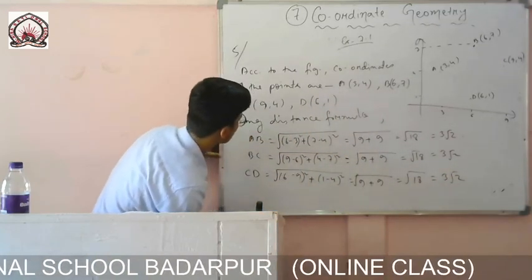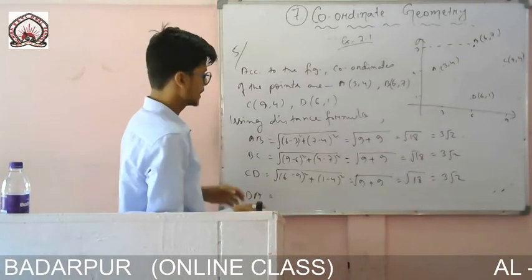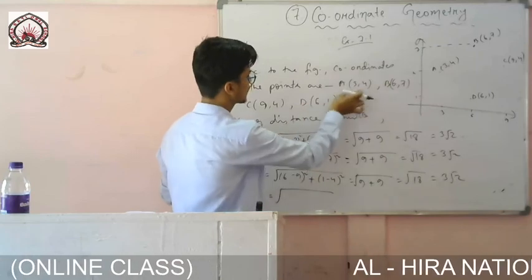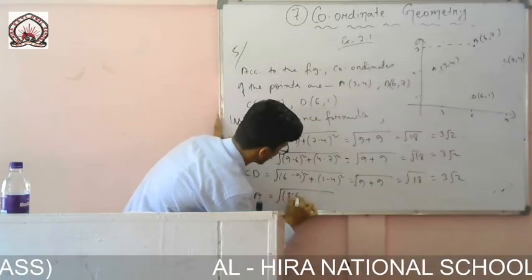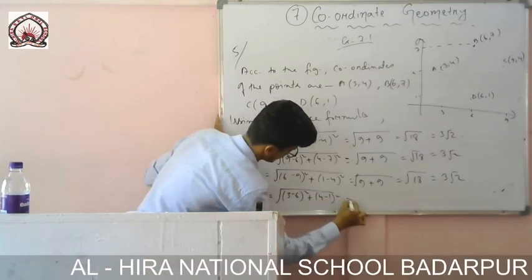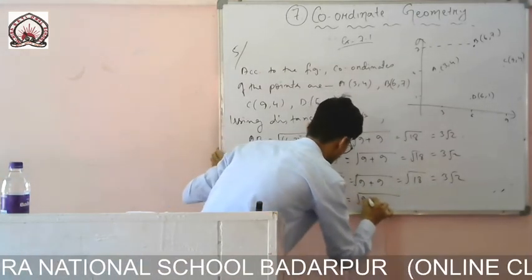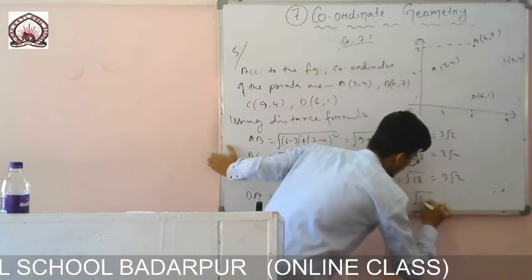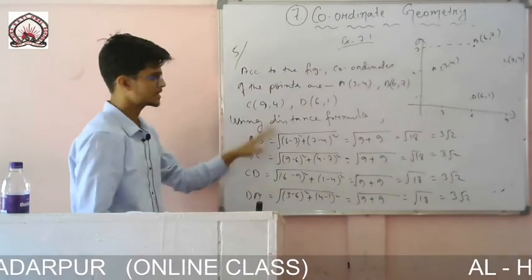Then AB, BC, CD, then DA. For DA, this one is x1, y1, and x2, y2. So it will be the square root of (3 minus 6) whole square plus (4 minus 1) whole square. 3 minus 6 is minus 3, so minus 3 square is again 9. 4 minus 1 is 3, so 3 square is 9. So it is root 18, and I can write it as 3 root 2. So the four sides I have got equal.